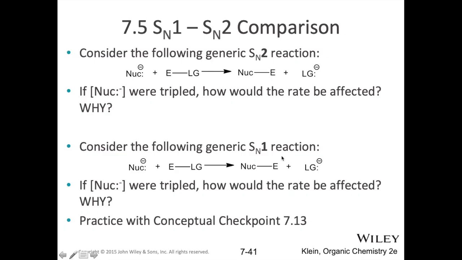But now look at your SN1 mechanism. Is your nucleophile involved in the slow step of your reaction? And the answer is no. Remember, it's involved in that second fast step of the mechanism. So the nucleophile is actually zero order in your rate law. So tripling the concentration of the nucleophile would have no effect on your rate if this were an SN1 mechanism. So this is actually a great way to experimentally determine whether your reaction is undergoing an SN1 or an SN2 mechanism.